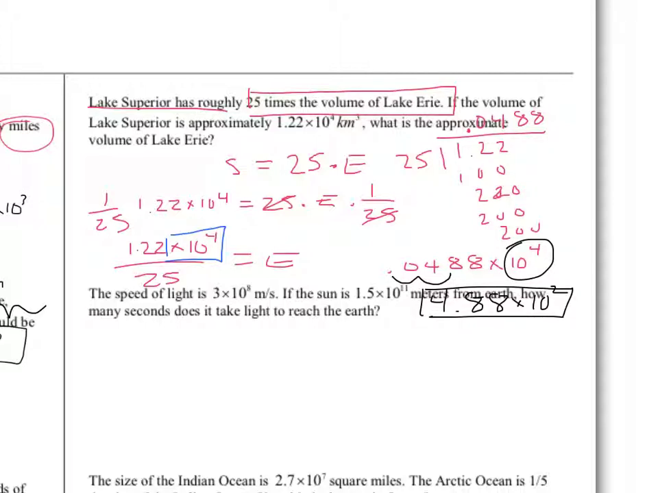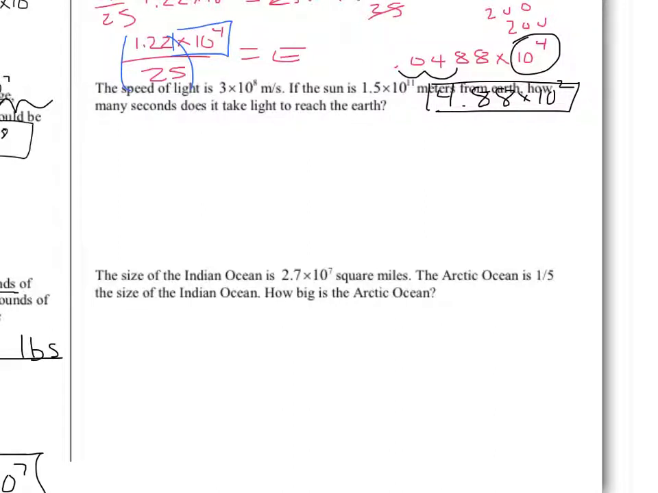So, light is 3 times 10 to the 8th meters per second. If the sun is 1.5 times 10 to the 11th meters from the earth, how many seconds does it take light to reach the earth? So again, we have to determine a way to figure out whether this is a multiplication or a division. Please show me with your fingers. A 1 if you believe this is going to be a multiplication of these two numbers. A 2 if you think this is going to be a division of these two numbers.